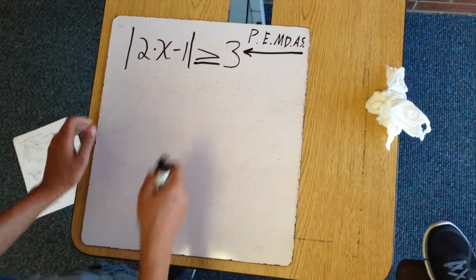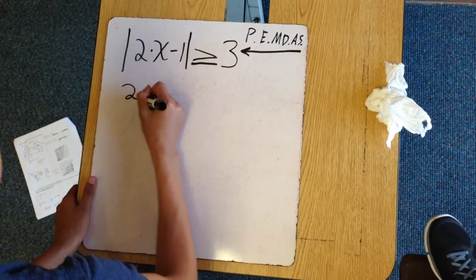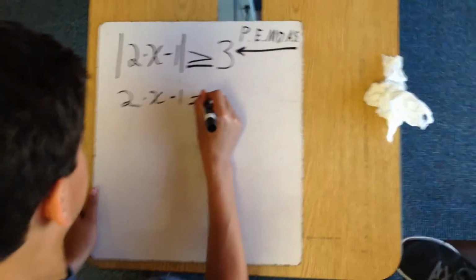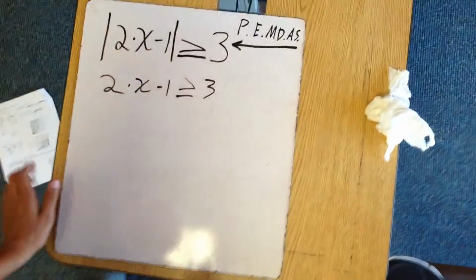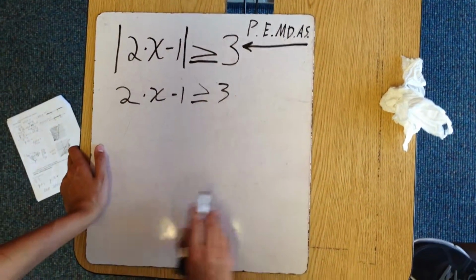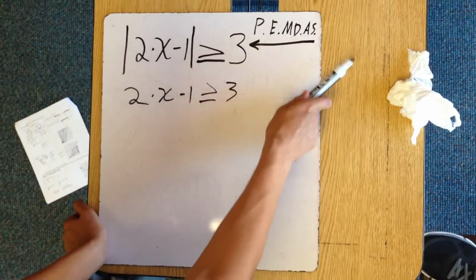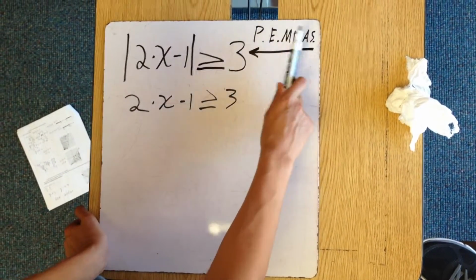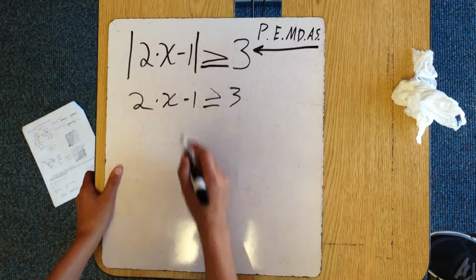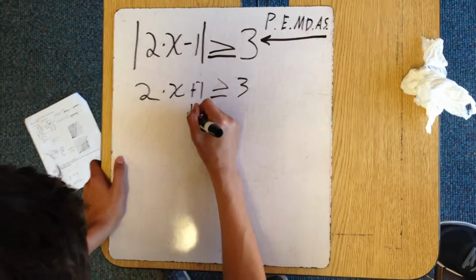So first what you do is you pretend that the absolute value things are not even there. So it's going to be 2x minus 1 is greater than or equal to 3. And you see how that's the exact same thing, just without the lines. And to solve this, you use PEMDAS. So you go PEMDAS backwards: subtraction, addition, then multiplication, division, then exponents, then parentheses. And what you're going to do is you're going to add the opposite. That's what I usually do, at least. It makes it a little easier.